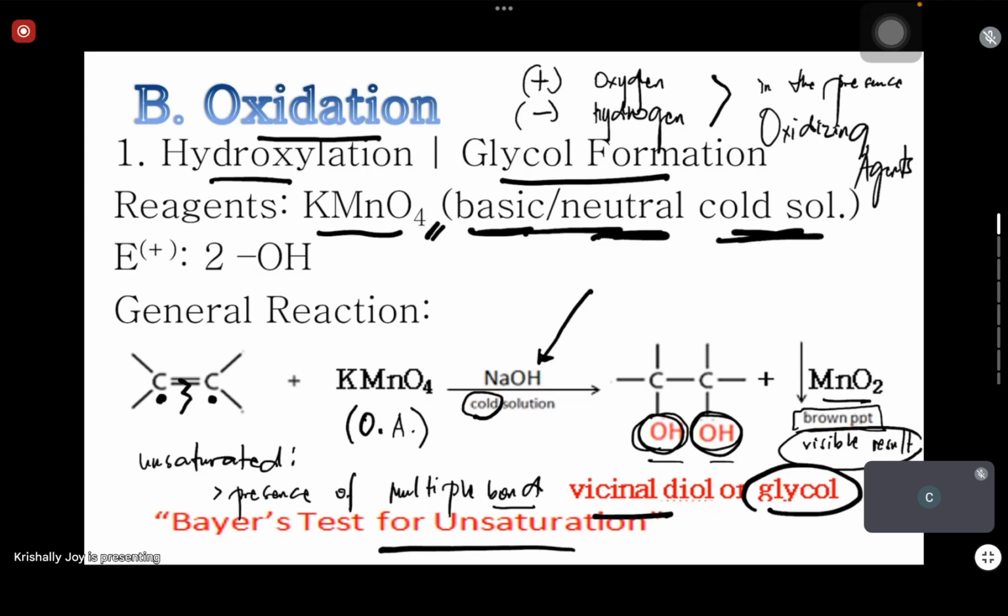But for any alkanes, single bond, carbon to carbon, wala namang multiple bonds, di ba? Purely saturated talaga ang mga alkanes. If you test it using this Bayer's test, wala kayong makikitang brown precipitate. Okay? Kasi the sample is saturated. Diba? Alkanes are saturated. So this one is a good example ng test. Pwede niyong gamitin to test for unsaturated samples.